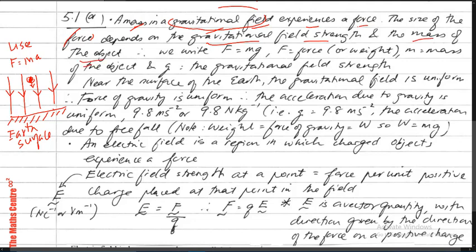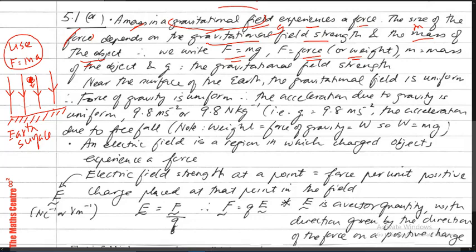Now, we're going to use F equals ma. So, the size of the force will depend on the mass m and the gravitational field strength. The gravitational field strength, we will use g. So we can write F equals mg. Again, F is the force or the weight. M is the mass of the object, and g, the gravitational field strength.